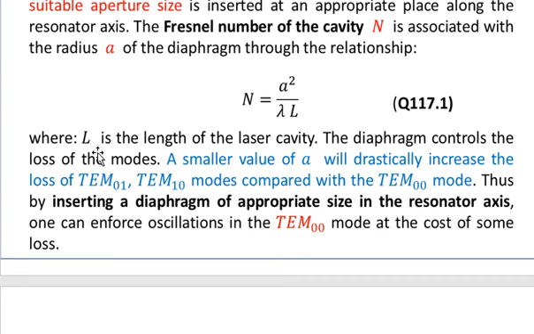The diaphragm controls the loss of modes. A smaller value of A will drastically increase the loss of TEM01 and TEM10 modes compared with the TEM00 mode. Thus, by inserting a diaphragm of appropriate size in the resonator axis, one can enforce oscillations in the TEM00 mode at the cost of some loss.